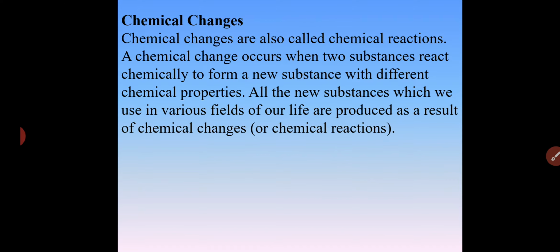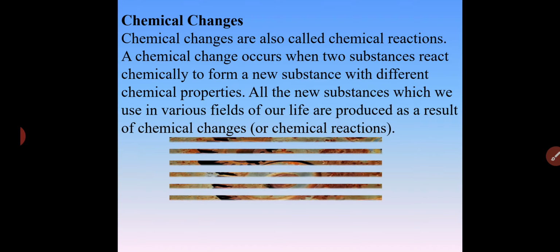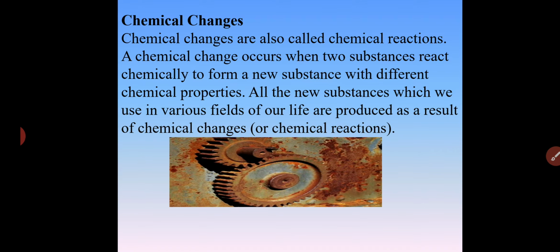Now let us move towards chemical change. So keep in mind, chemical change is a permanent change. Chemical change is a permanent change and we call it a chemical reaction also, because some reactions are going on and here a new substance will be formed. What will form? A new substance will be formed. Okay.